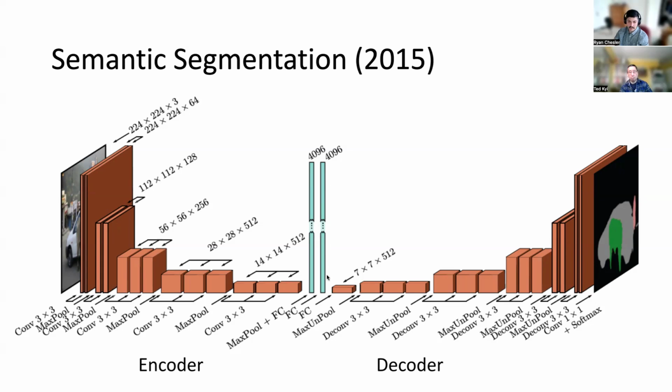And then on the flip side of that, we do all of the deconvolutions and max unpooling. And then eventually we build all the way back up and we decode that thing that we just encoded. So we take this 4096 and we build it all the way back up into the initial 224 by 224 by 1 or 3 or however many classes that we have on this output.